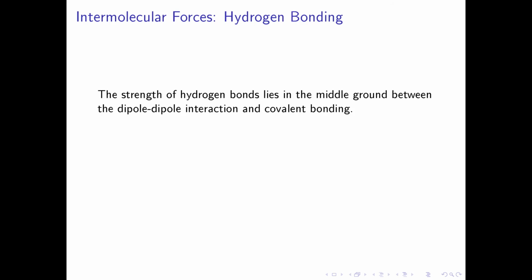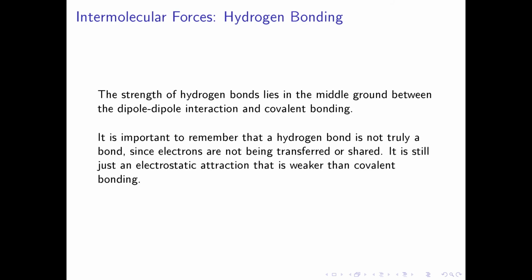The strength of a hydrogen bond lies in the middle ground between the strength of a dipole-dipole interaction and the strength of an actual covalent bond. It is important to remember that a hydrogen bond is not truly a bond, since electrons are not being transferred or shared. It is still just an electrostatic attraction that is weaker than covalent bonding.